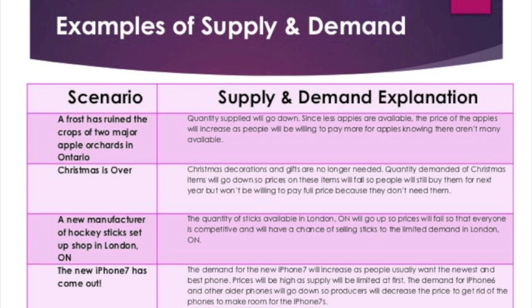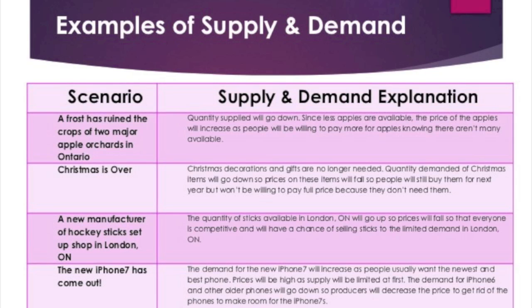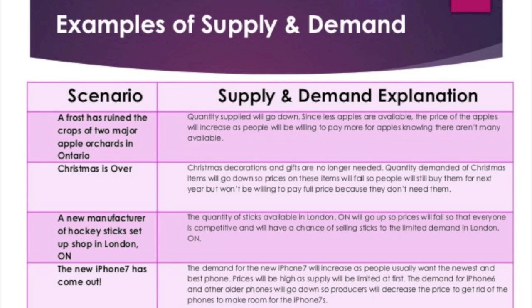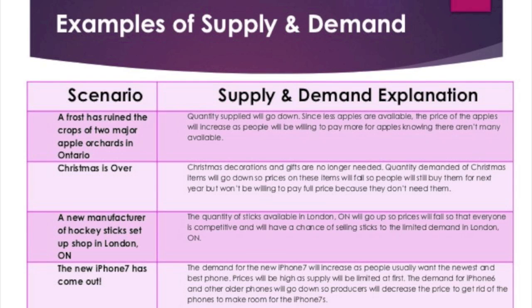So, the scenario: a frost has ruined the crops of 2 major apple orchards in Ontario. What will happen? Quantity supplied will go down. Since the crops are ruined, that means less apples will be available throughout the province of Ontario. That being the case, the price of the apples that are available will increase as people will be willing to pay more for apples knowing that there aren't many available. So the people that still have apples for sale will catch on to it and know that if they do raise the price, people will still buy the apples.